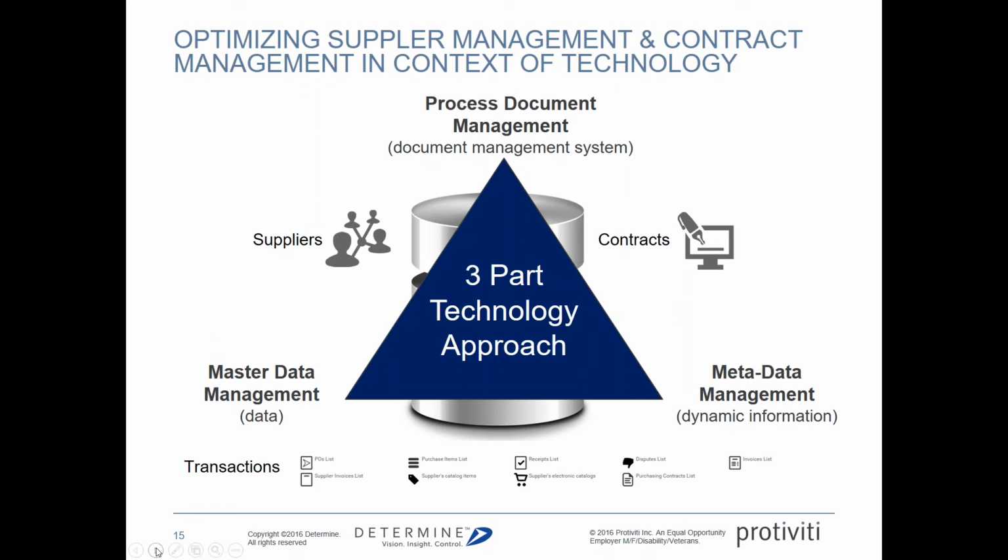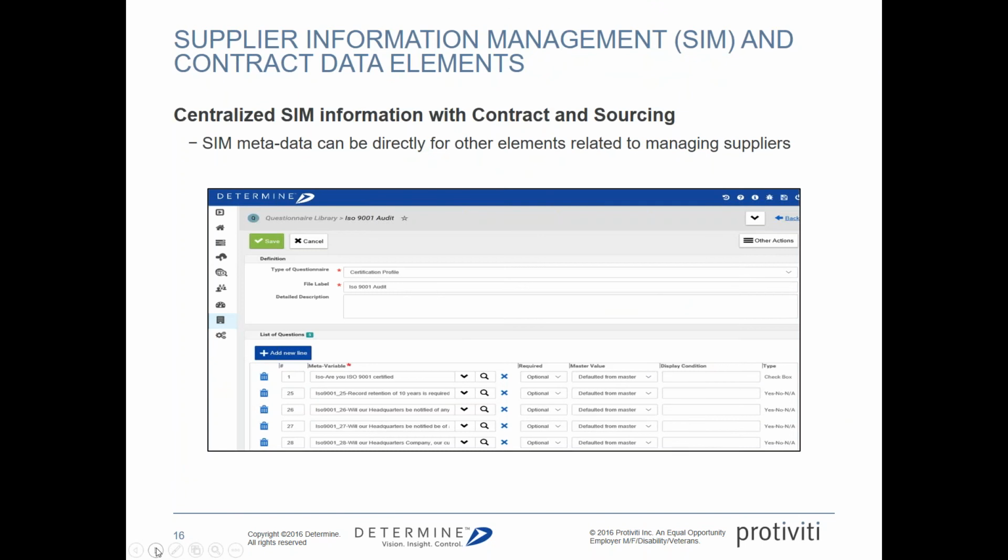And now what I'm going to do is just show you some examples of how we can do this with this three-pronged approach. In one case, supplier information management, SIM if you will, and contract data elements can be centralized so that when you are creating supplier information with contracts and sourcing, SIM metadata can be created directly for other elements relating to those suppliers. By doing this, we can provide the unique possibility to manage SIM globally and locally and share this information across a common platform.